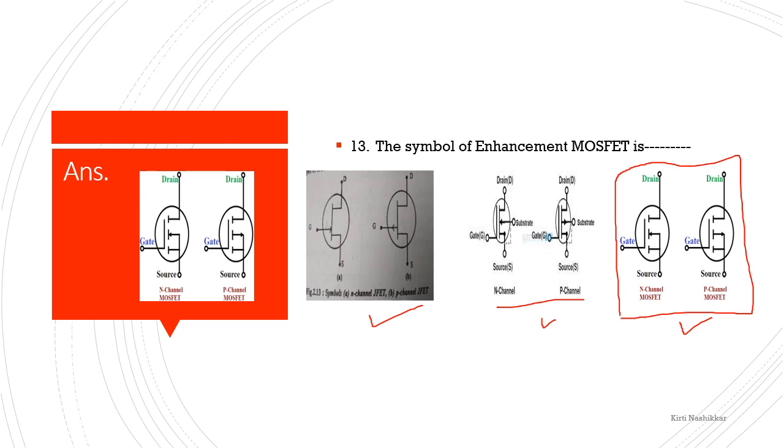Actually, the enhancement MOSFET has this dotted line. So this is how you can differentiate between the symbols.